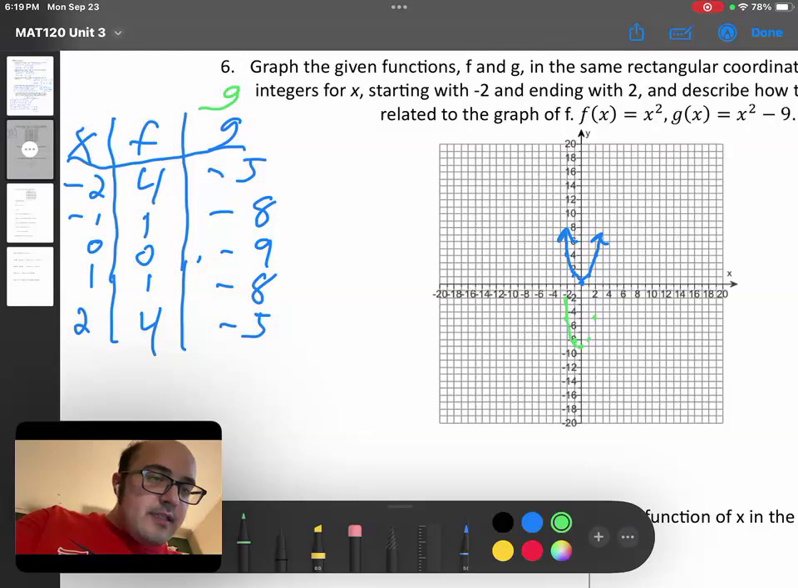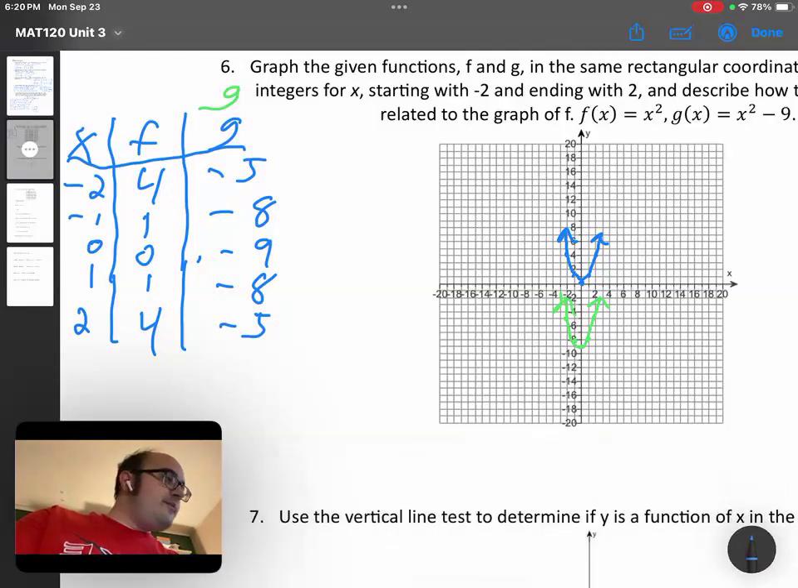So something like this. How G is related to F is just translated down by 9. Translated down by 9.